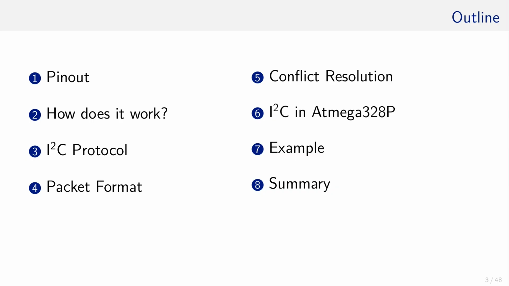So what are we going to do in this chapter? First, I will show where the I2C interface is located in the ATmega 328P chip. Then we will discuss how the protocol works, how conflicts can occur and how they are resolved, and we conclude the lecture with an example and obviously a practical session.